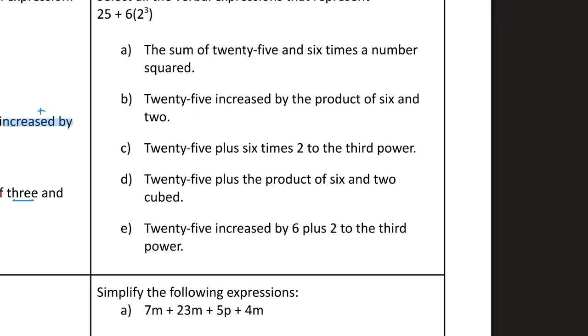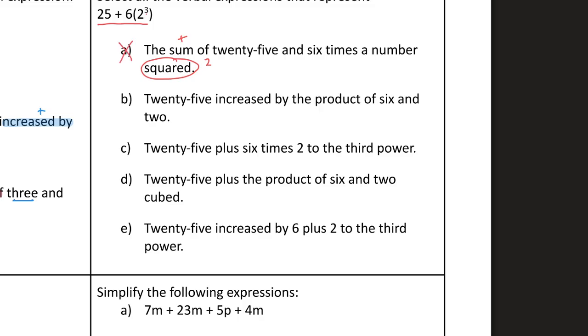All right, the next one, we're selecting all the verbal expressions that represent this numerical expression. So if we look at A, it says the sum, and sum means addition, of 25 and 6 times a number squared. Well, squared means raised to the second power. However, in this expression, I have it raised to the third power. So A is not going to be correct.